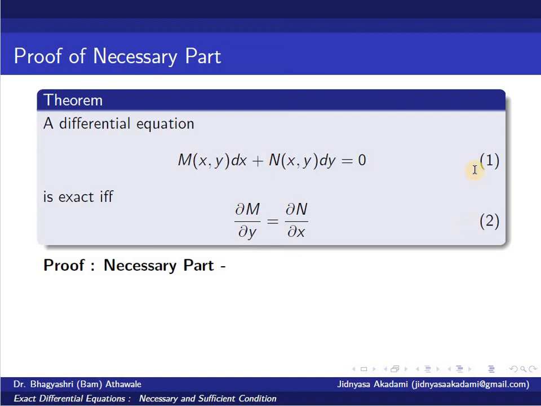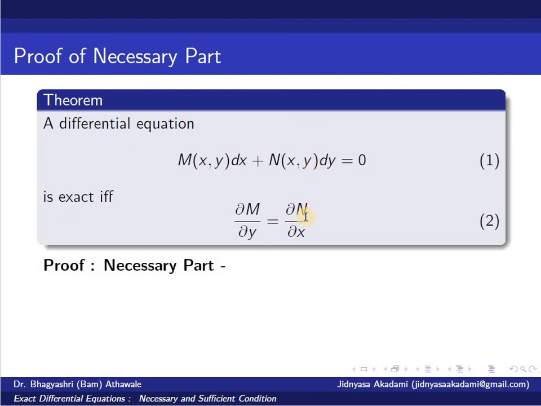This is equation 2, this is equation 1. We prove the necessary part first. Necessary part means the condition is necessary to be exact. That means whenever the differential equation is exact, it must be true.